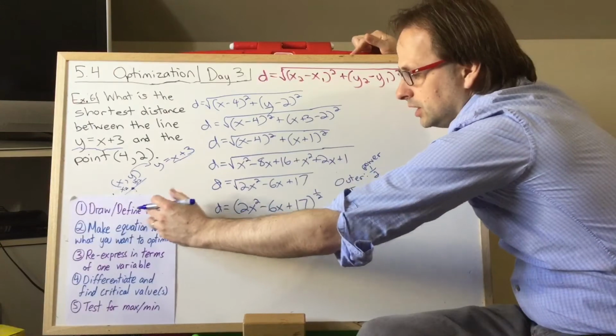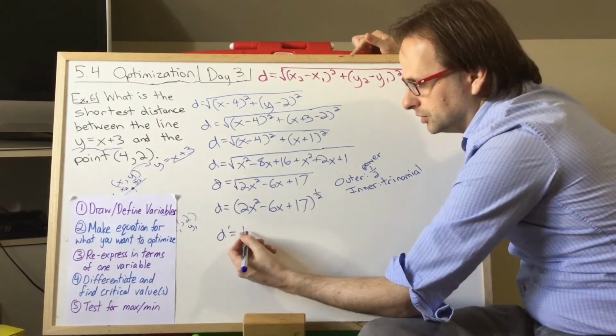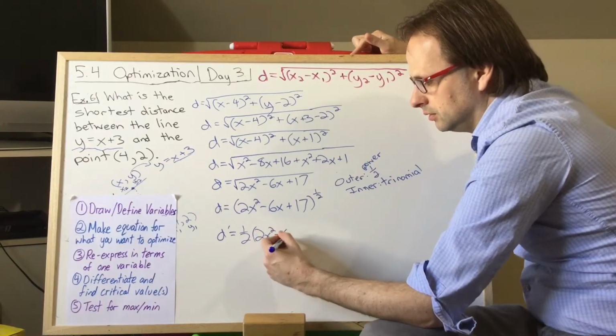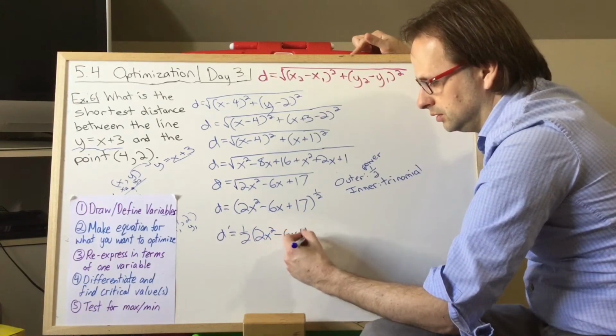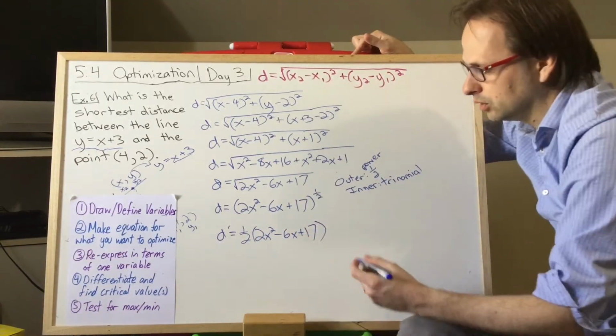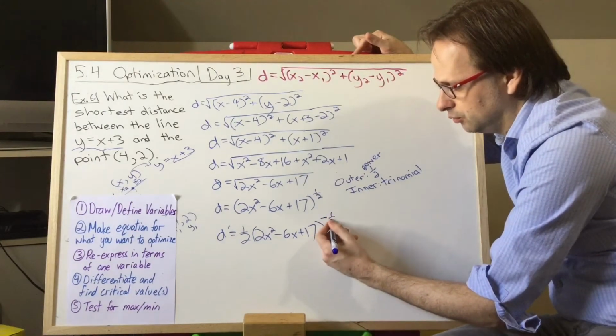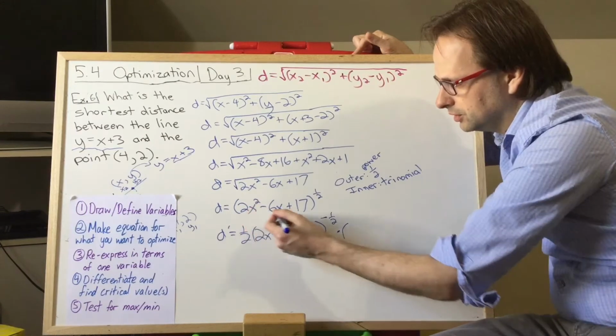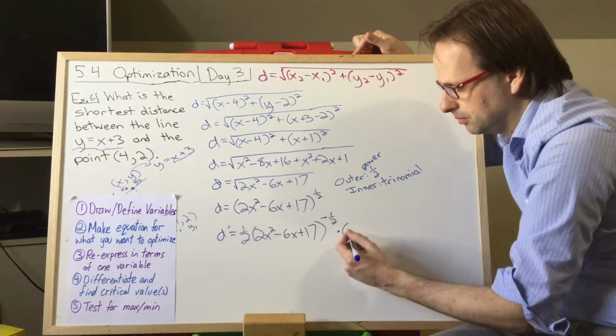So when I differentiate, I have to deal with the half. It comes down front. Nothing happens to the inner part yet. Power goes down to negative 1/2, and now times the derivative of the inner, which would be 4x minus 6.